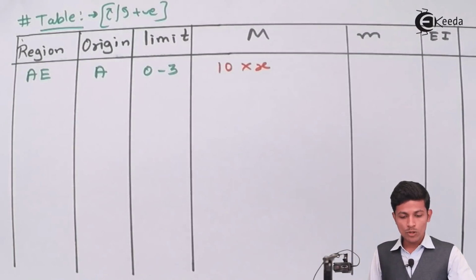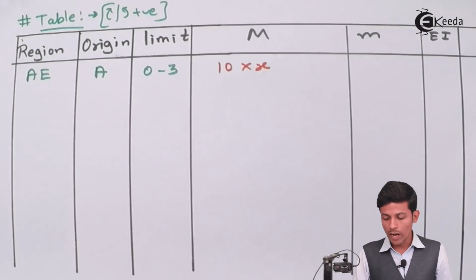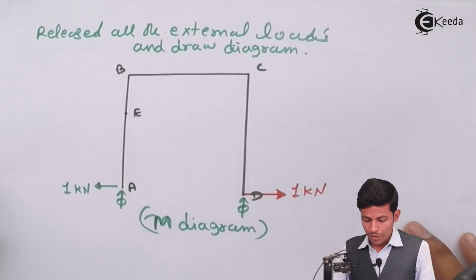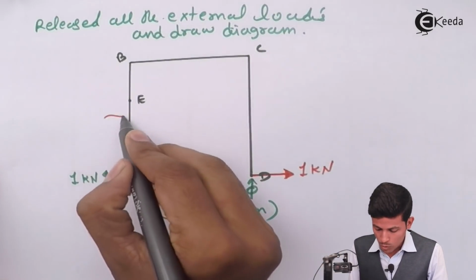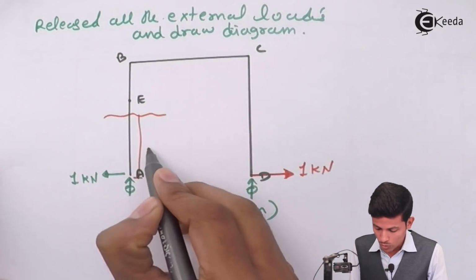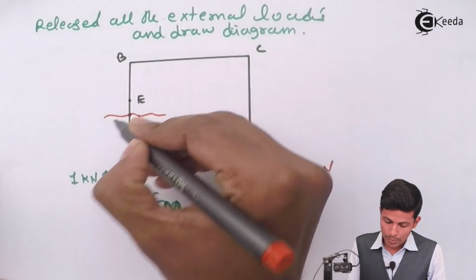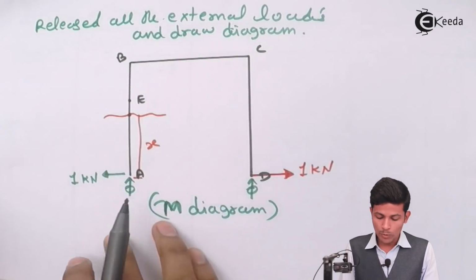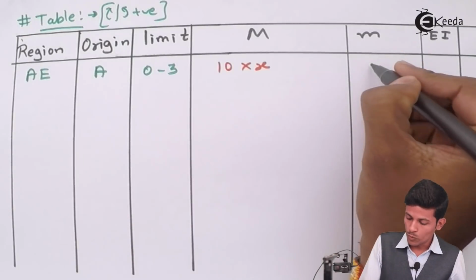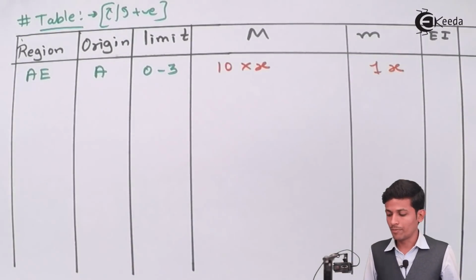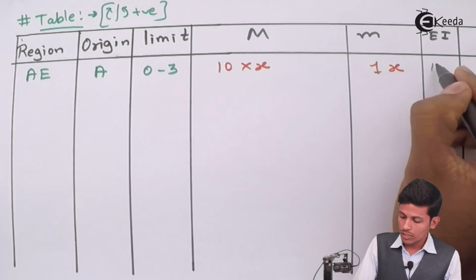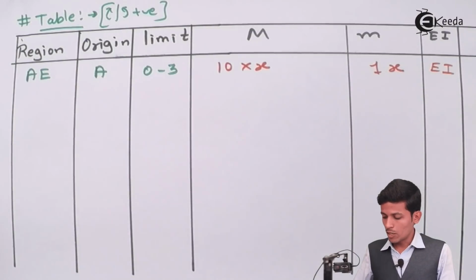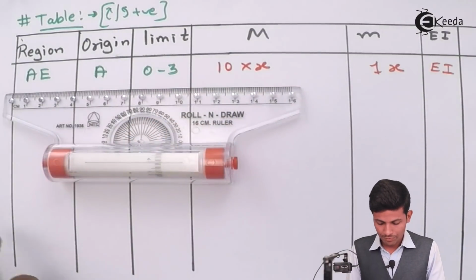Now let's move to small m. For small m we are taking a section over here, and this is your origin, we are taking the bending moment here. So what will come, this 1 into x positive. Now what about EI? EI is constant, so EI as it is. Now we have done with the first part.